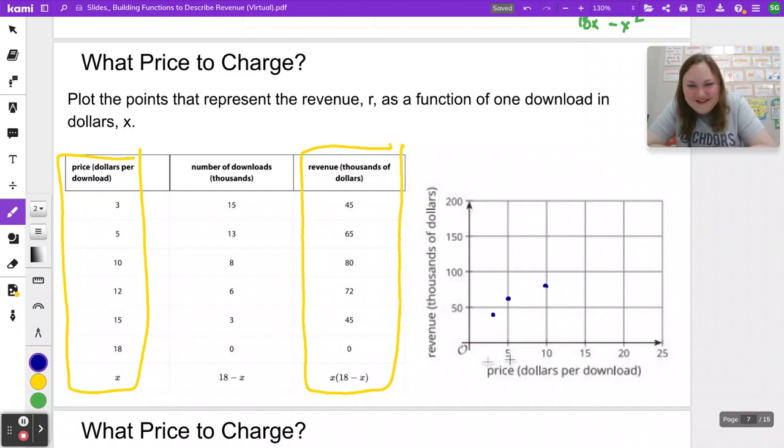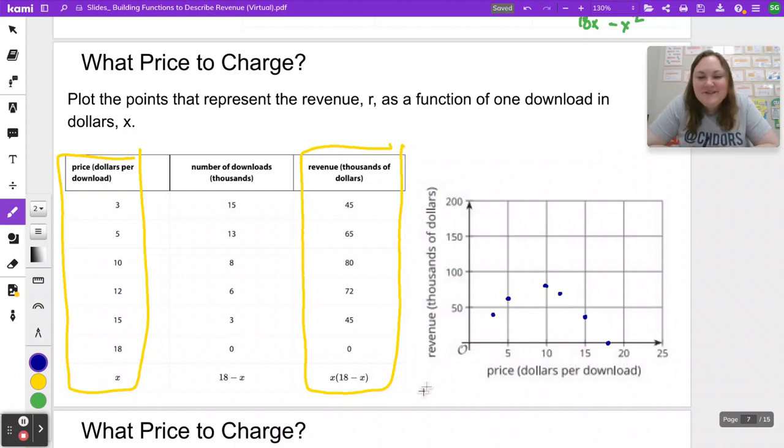$12, the revenue is 72,000. So that's going to be a little lower, maybe like right here. $15, we're back at 45. So I'm going to make sure that point there is equal height to that first one I did at 45,000. And then that final point, we have $18. We've said they're not going to be getting any money. That revenue is 0. So we are down here.